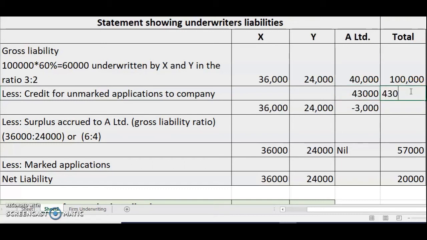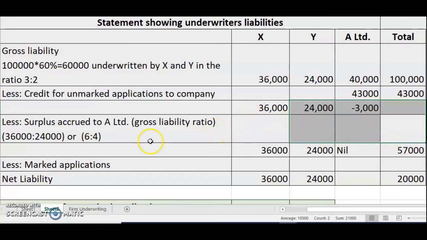We have a total of 43,000 here. You should not write anything in the underwriters' column, as they will not get the benefit of unmarked applications. Now, when you do this, you have given the benefit of 43,000, but the actual balance in the company's column was only 40,000. So you get a negative answer, and you know that whenever there is a negative answer, it will be considered as surplus. That can be given to other underwriters, and used to reduce the liability of other underwriters.